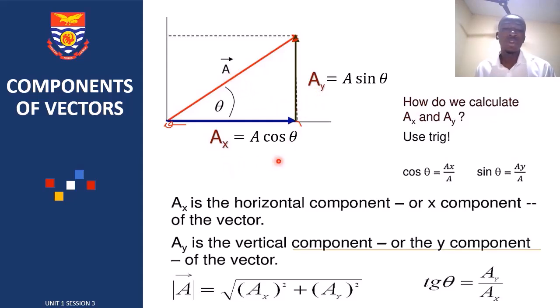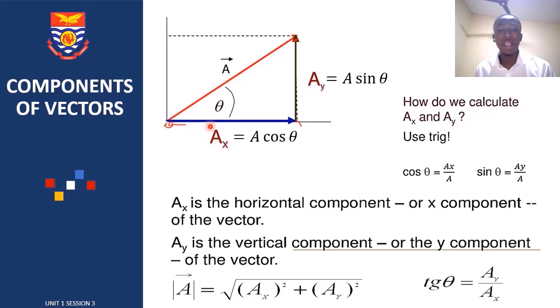So here we are going to use trig, and from our trig we know that cos theta is always equal to the adjacent over the hypotenuse. So here, cos theta, our adjacent here is this line. When you take a triangle like this, this place is our angle theta.